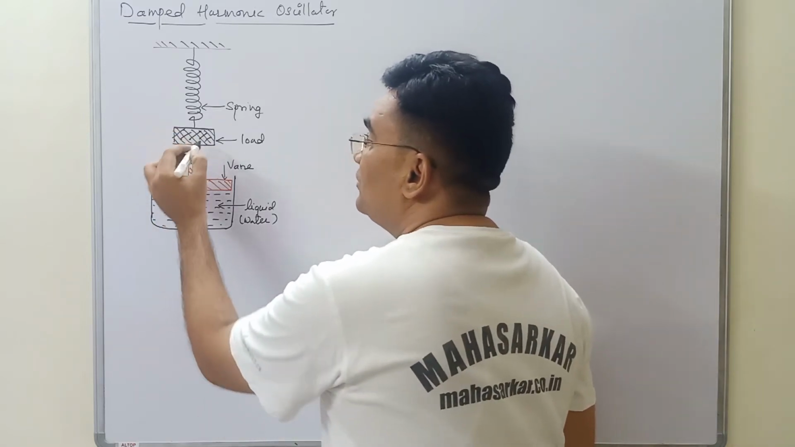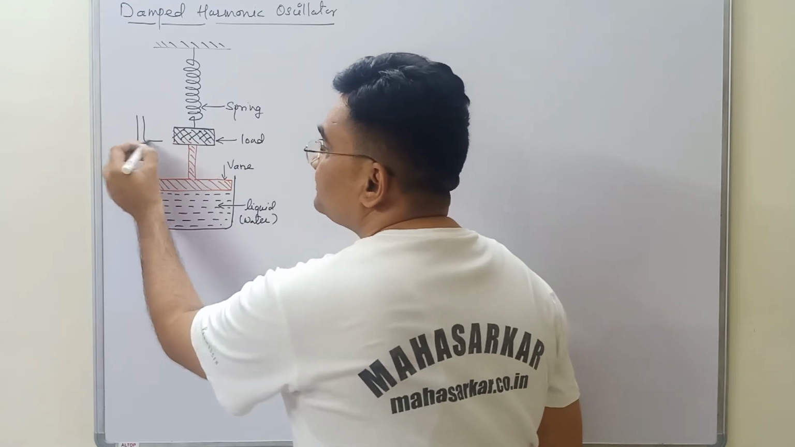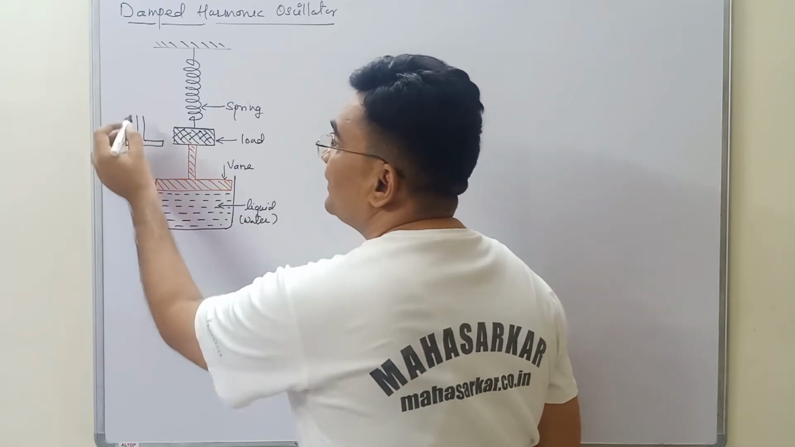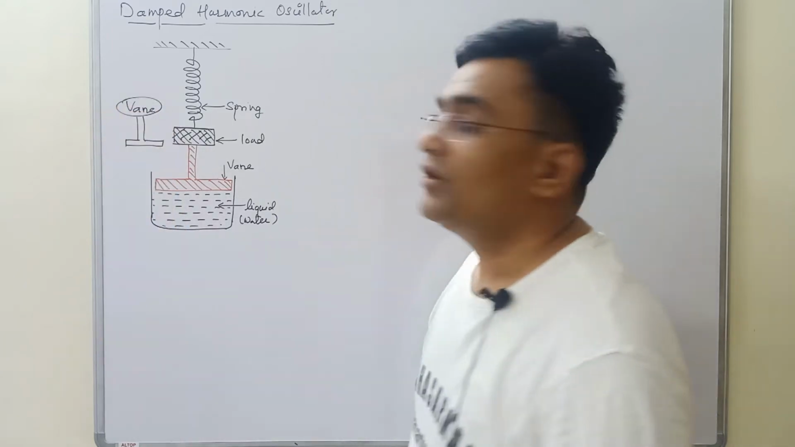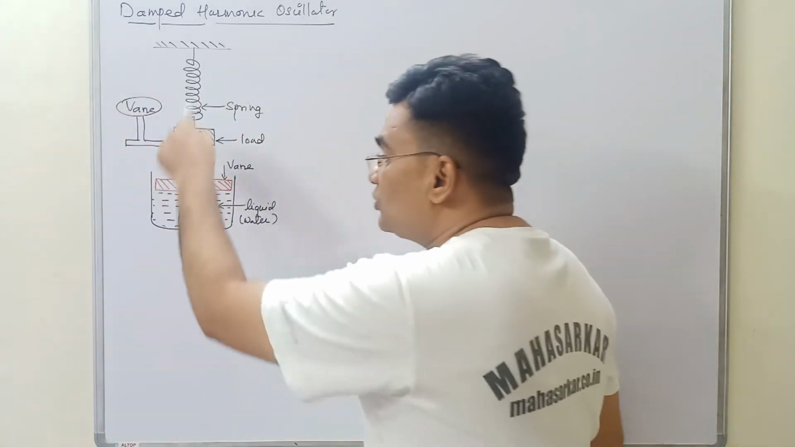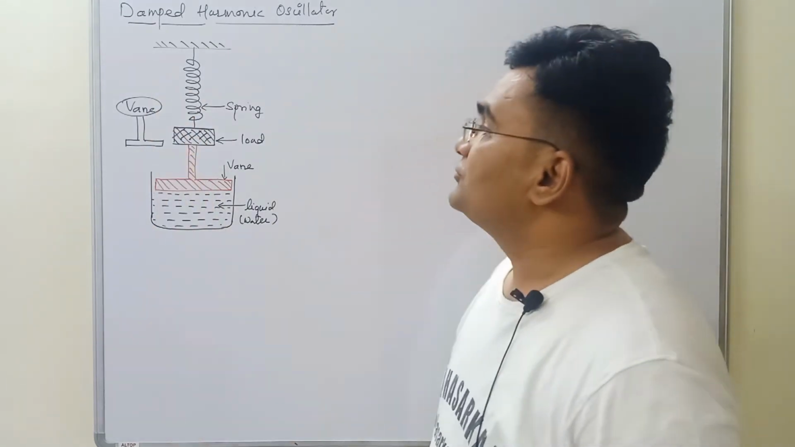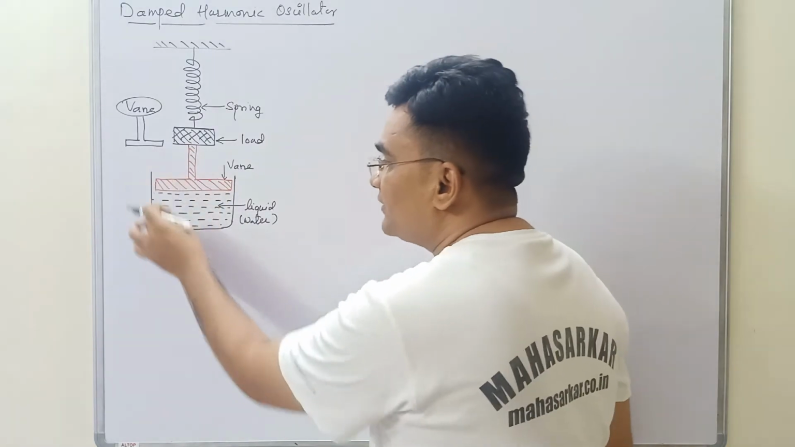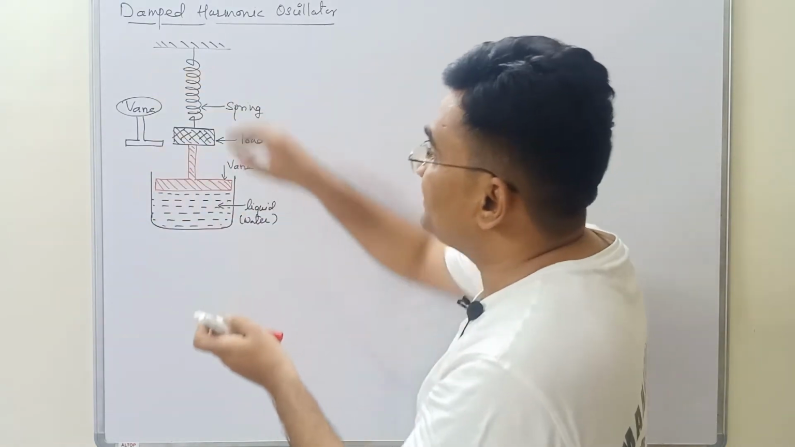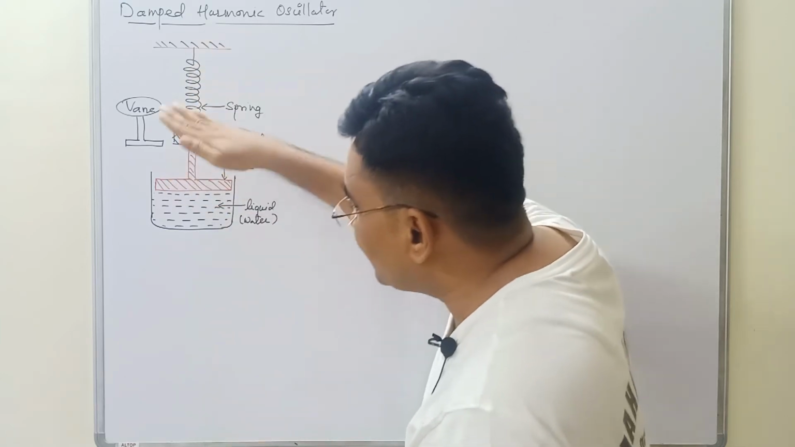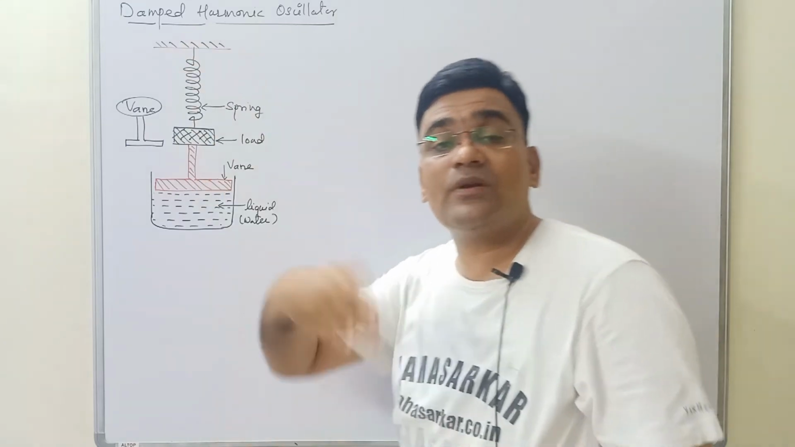Now that load is connected to a T-shaped, piston-like material. We are going to call it a vane. That vane is allowed to strike the water surface. There is a beaker in which the vane will strike, and if the spring oscillates, the vane will come down, and the water will push it up, so that the spring gets an extra restoring force.